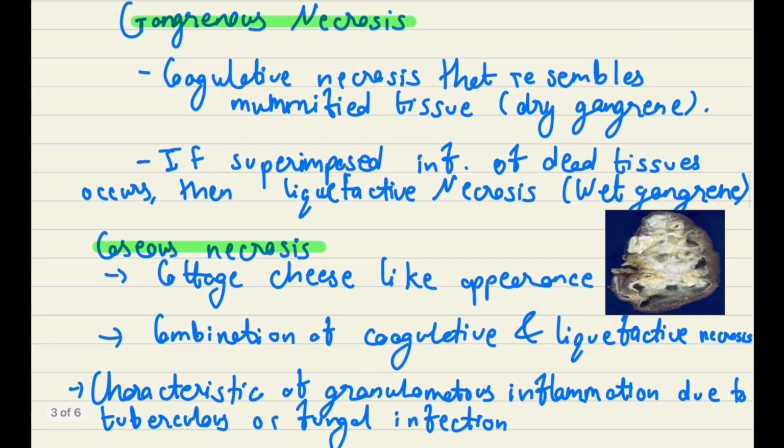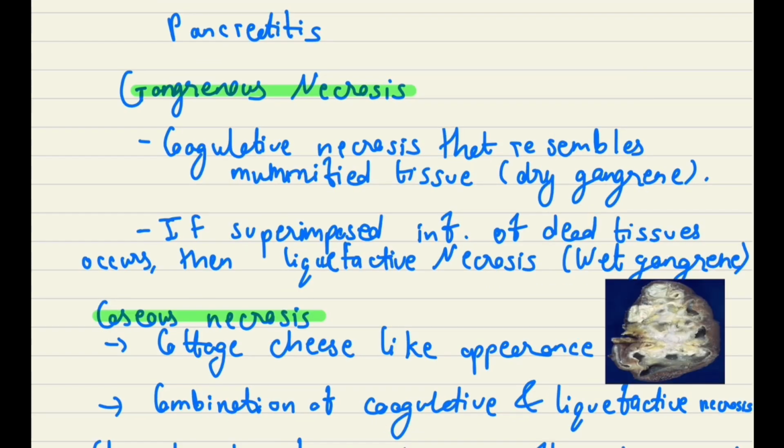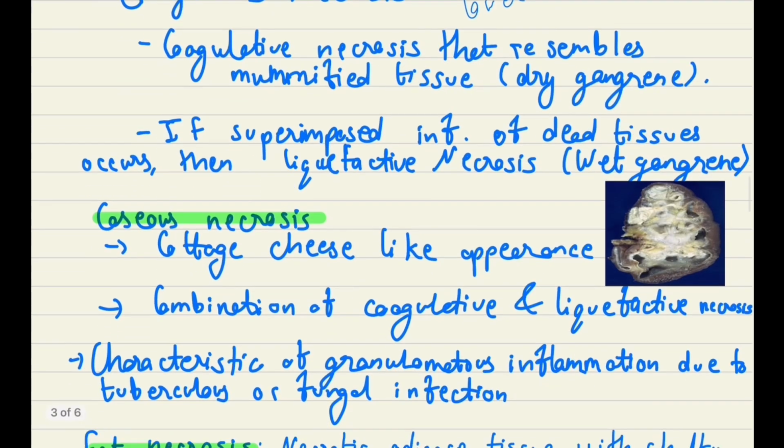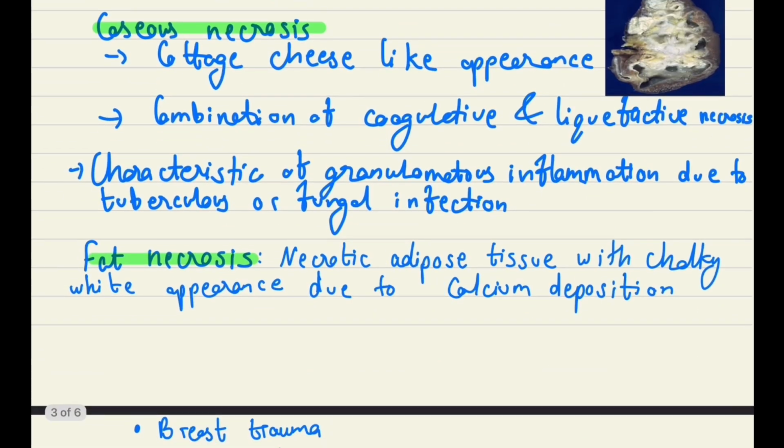Now let's go to gangrenous necrosis. Coagulative necrosis that resembles mummified tissue, which can also be called dry gangrene. Okay, and if it gets superimposed with infection, then liquefactive necrosis occurs, which we call wet gangrene. Gangrenous necrosis characteristically occurs in the lower limb and GI tract. Okay, and GI tract.